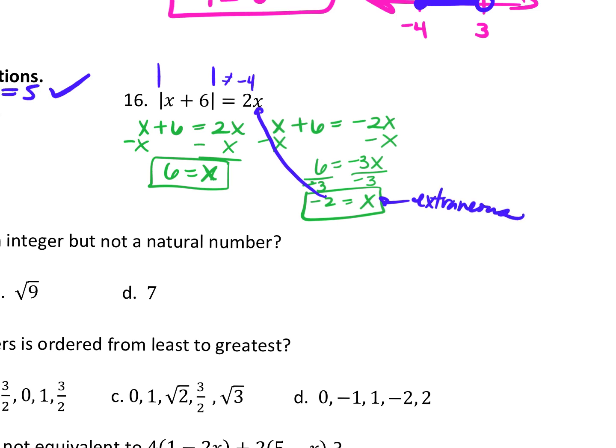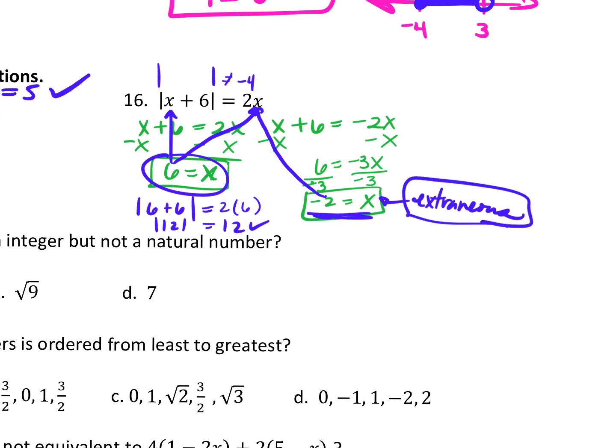Okay. If you plug in a 6 here and here, I get the absolute value of 6 plus 6 equals 2 times 6. So that's 12 equal to the absolute value of 12. That one checks out. So this is a true solution. This solution is extraneous.